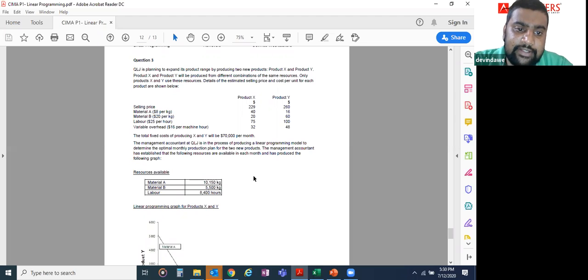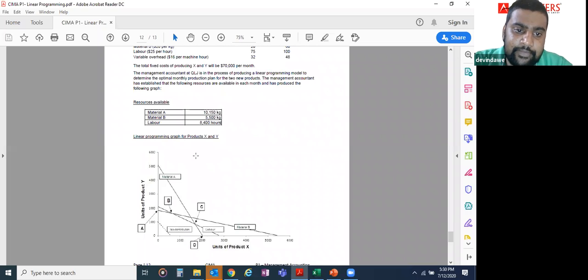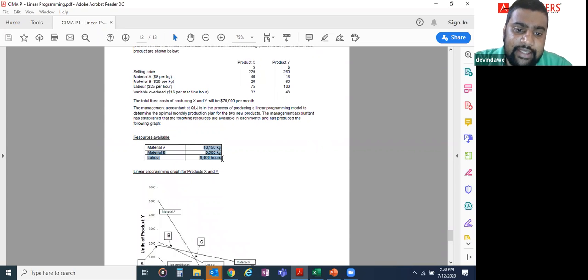Resources available: material A, material B, and labor, right? Material A, we will have only 10,150 kilos, B 5,500 kilos, labor 8,400 kilos, right? So these are the resources available. So how many resource constraints are there? All three are resource constraints, right? Because all three have the maximum resource available limit, right? So I told you last week, if a resource has a maximum available limit, then it's a constraint.